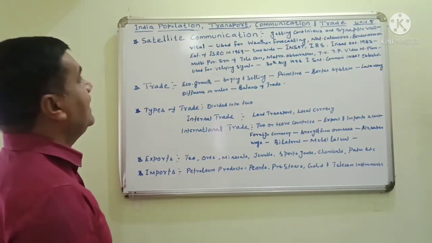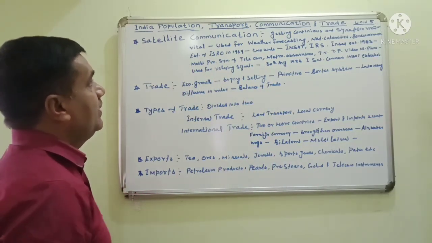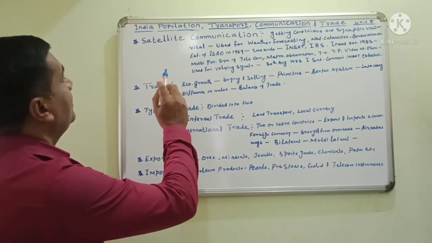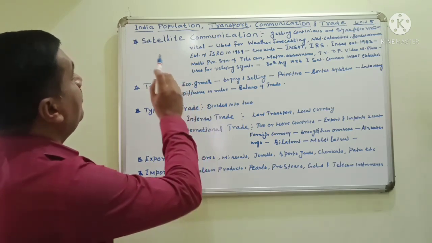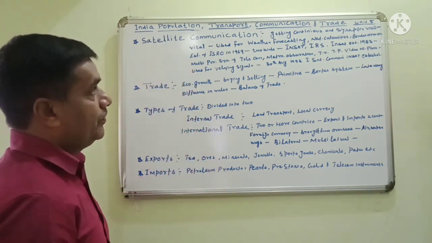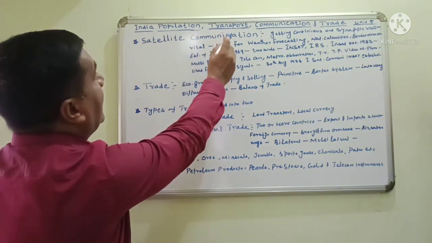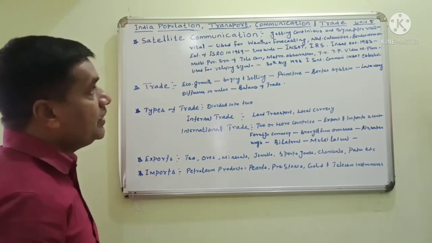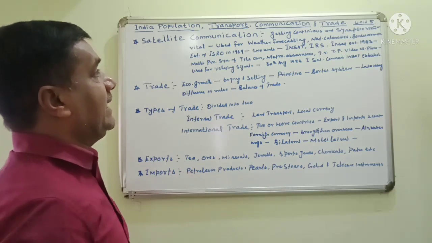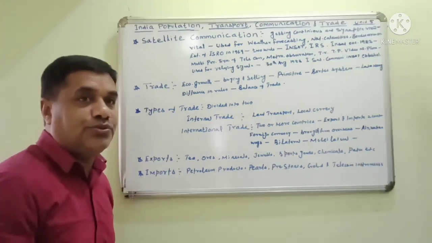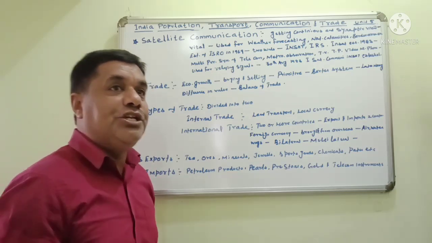I am going to take satellite communication and trade. Last class I completed communication. Before that, population and transport were over. India population, transport, communication over. Today I am going to take trade, satellite communication and trade. Geography unit 5. Students, I am going to complete this lesson today. Tomorrow onwards I am going to take a new lesson.